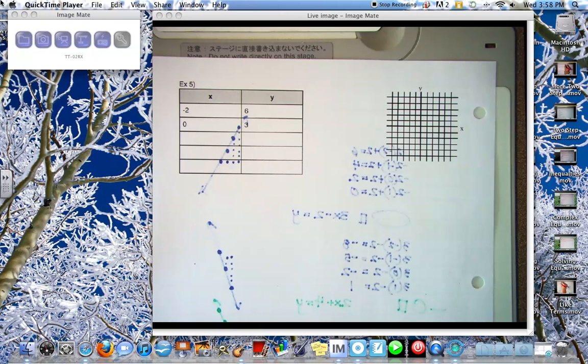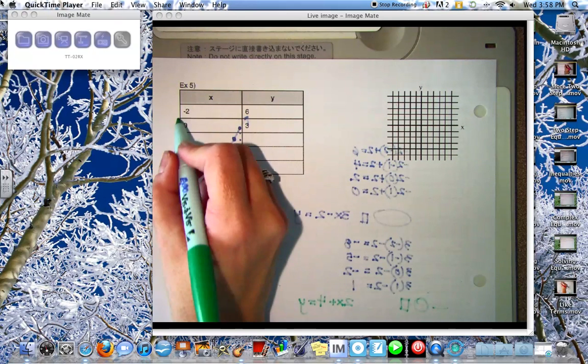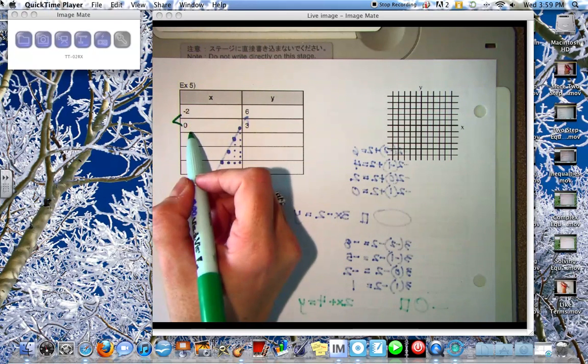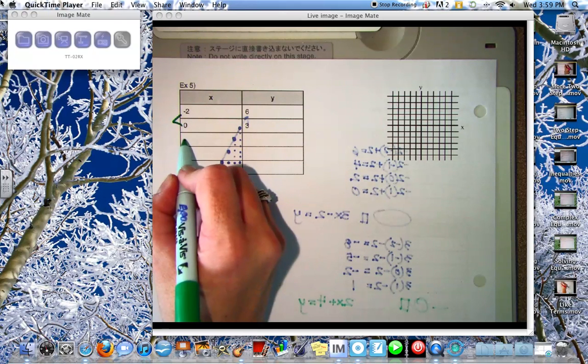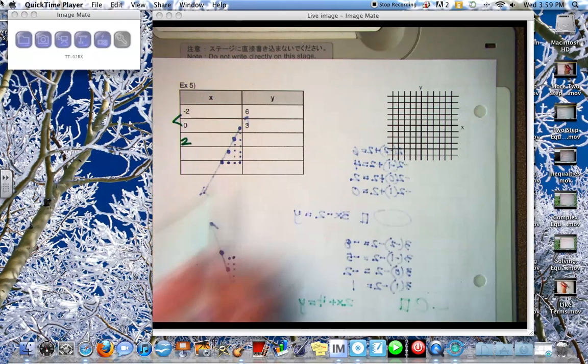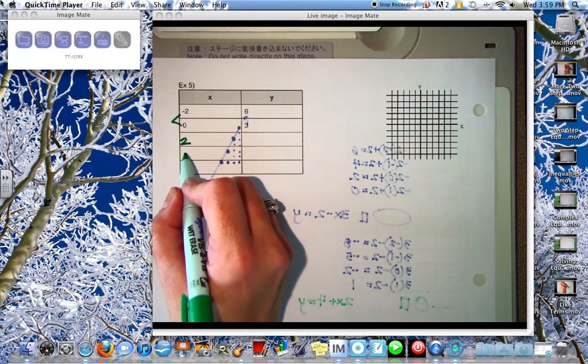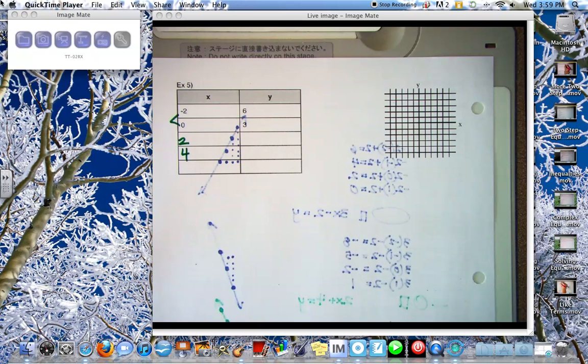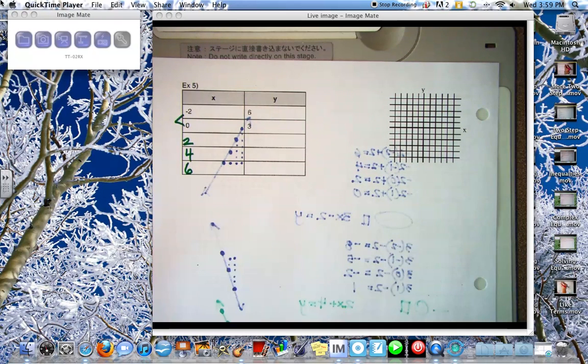On the back, we have negative 2 and 0 and for x. So we're looking at what's occurring here. It looks like they are increasing by 2. So that means the next value here would be 2. Add 2 more, that gives us 4. Add 2 more, that gives us 6.